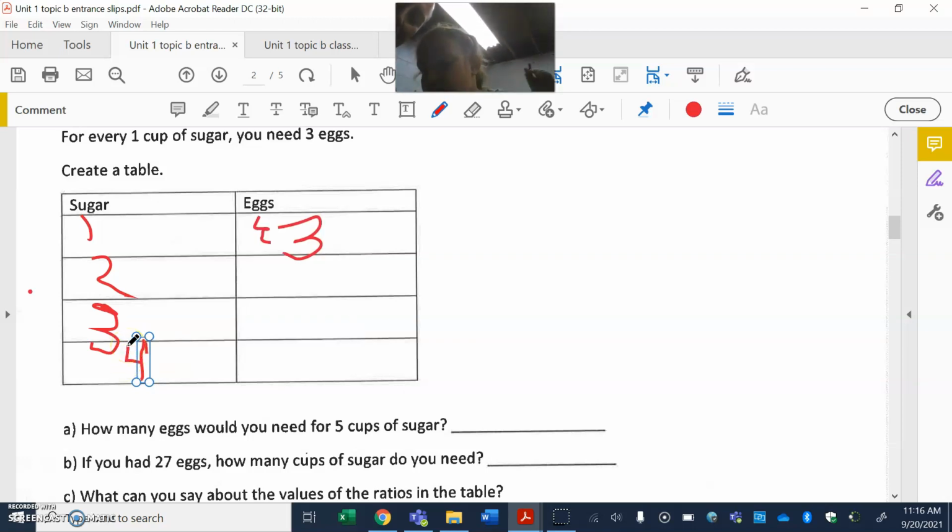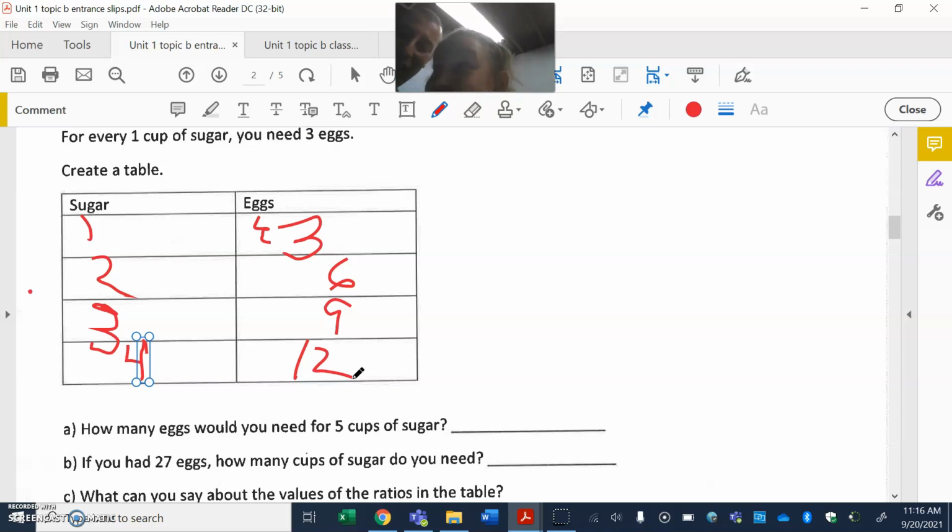There we go. Okay, so on the other side, we're going to do the exact same thing, but now we're going to be adding by 3s. So 3, 6, 9, 12. So the main thing here, if you're filling in your table, we're going to use some repeat addition that's there.